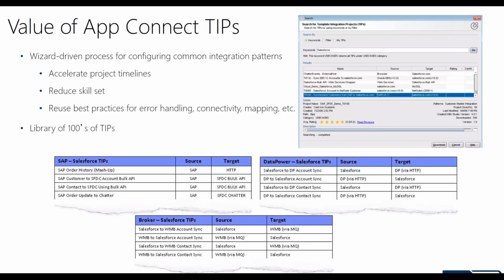And again, the value of tips. Like I explained earlier, this is another feature available in App Connect Studio, where you can just go ahead and search for your use case. Say, for example, you want to extract data from Salesforce and push it to DB2. You can search for such scenarios in these tips, and you will already have quite a lot of pre-built solutions which you can use. This way, you don't have to reinvent the wheel again. It accelerates the project timelines, reduces skill set, and again, reuse.